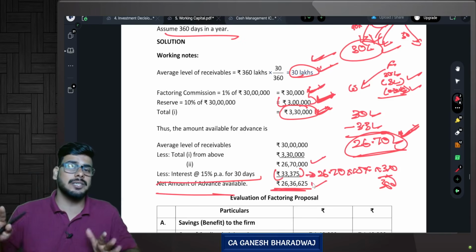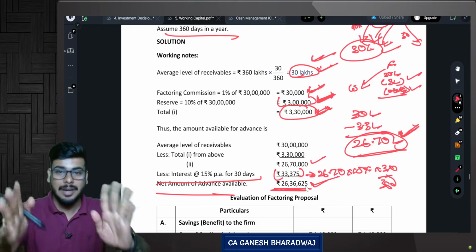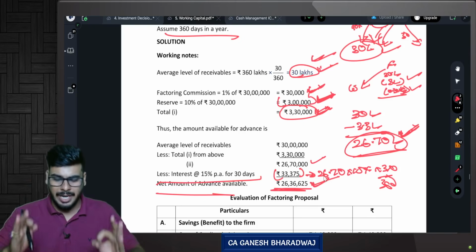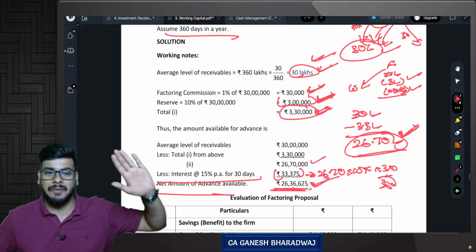So all his fees and all he is deducting upfront, fees and interest, and the net amount only he will release to the company. Are you clear with this? So the net amount the company gets today is 26,36,625.